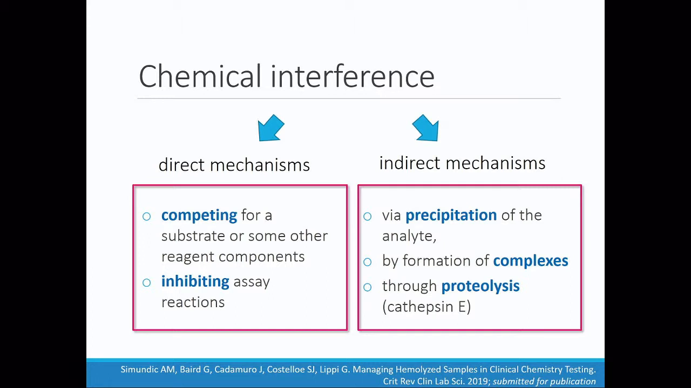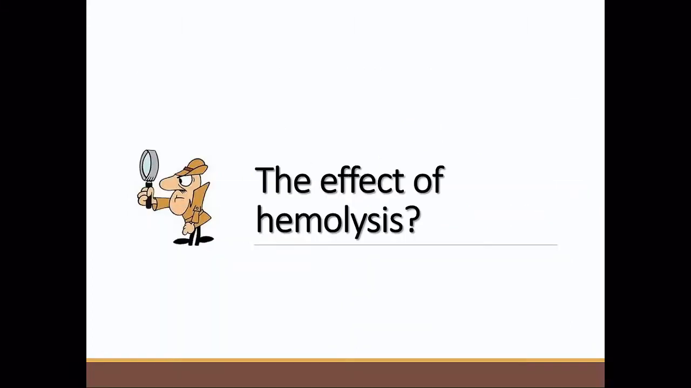Indirect mechanisms are those which modify the structure of the reaction components, either through precipitation, complexing, or proteolysis. Proteolysis occurs due to cathepsin E, which is the highly prevalent proteolytic enzyme in red blood cells, and this is the cause of most types of interference in immunoassays.